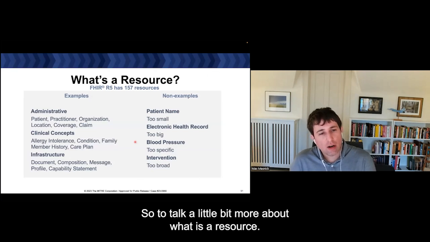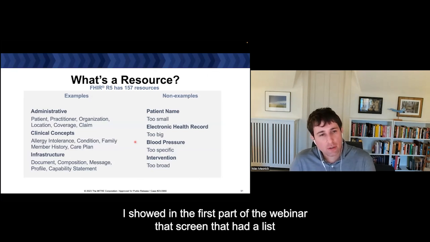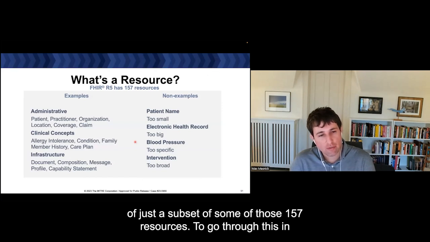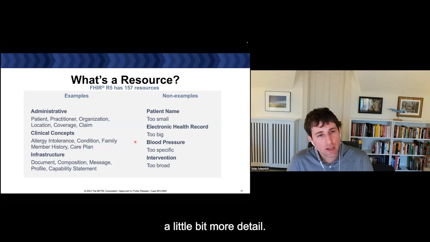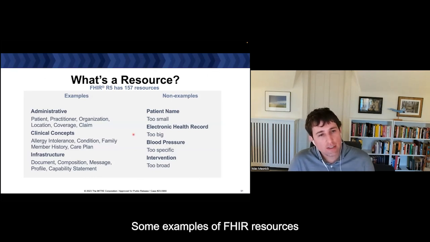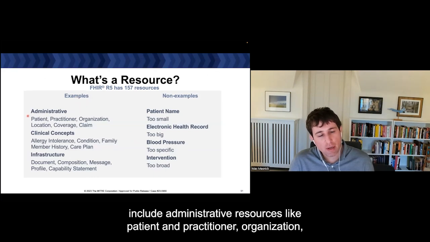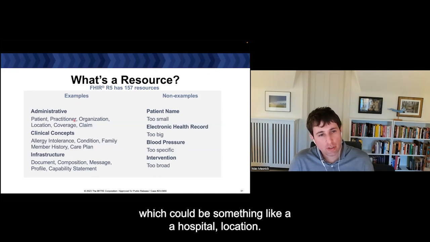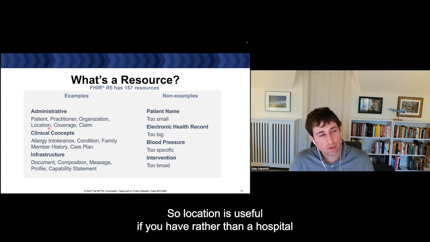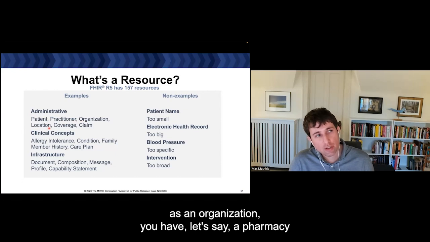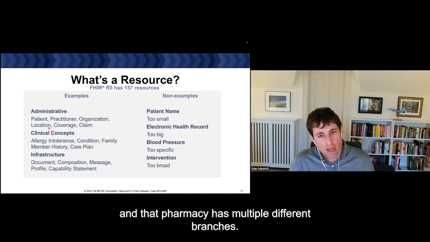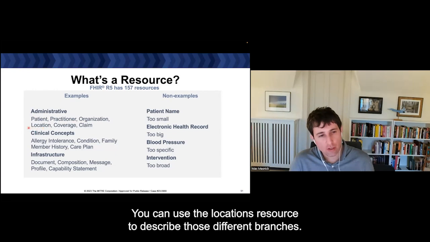So to talk a little bit more about what is a resource, I showed in the first part of the webinar that screen that had a list of just a subset of some of those 157 resources. To go through this in a little bit more detail, some examples of FHIR resources include administrative resources like patient and practitioner, organization, which could be something like a hospital, and location. Location is useful if, rather than a hospital as an organization, you have, let's say, a pharmacy, and that pharmacy has multiple different branches. So you can use the location resource to describe those different branches.